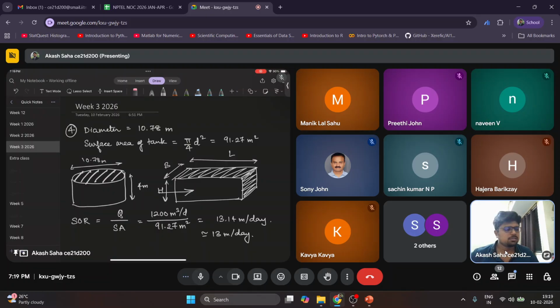Based on that, ideally in surface overflow rate, we will take the top surface area, that is length into breadth. So we have to be careful because some extra information, like the height of the tank and so on, will be given in many places. So we have to take care of that.